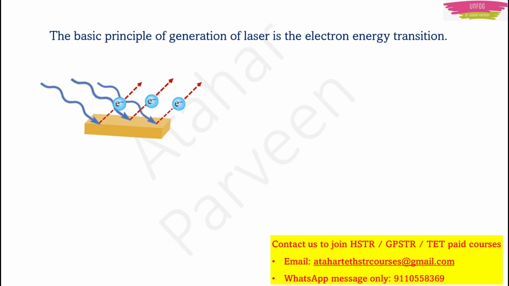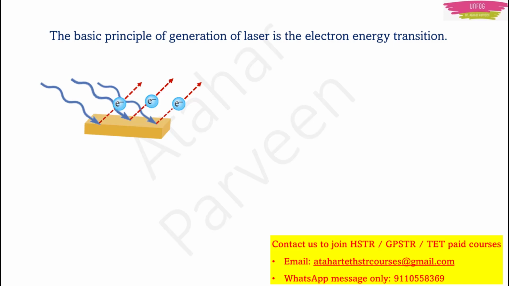Now let's talk about the basic principle of how a laser can be generated. It is just simple, like the photoelectric effect I told you. It is the electron energy transition. Electrons will transit from one energy level to another energy level. Actually, what was happening in the photoelectric effect? In the photoelectric effect, the electrons from the metal surface absorbed the energy from the incident photons and then they were ejected, right? They threw themselves out of the metal surface with that energy. After they absorbed the energy of the photon, they came out of the metal surface, isn't it?